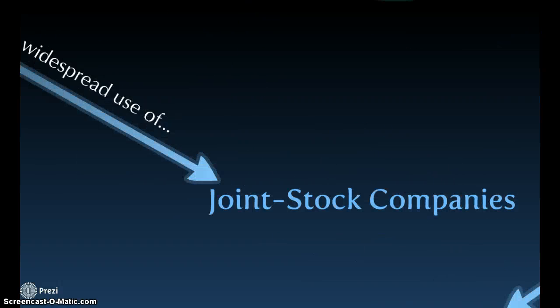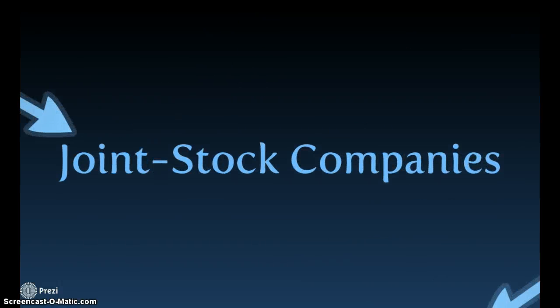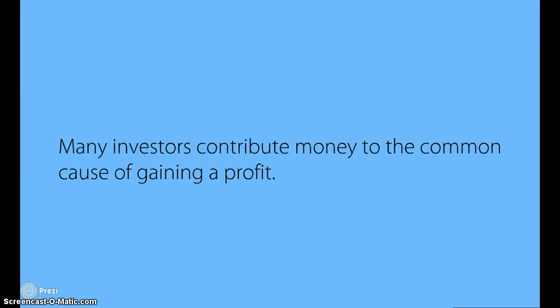So that's going to lead to the creation of joint stock companies, which is how most companies in the U.S. today are formed, and that is the way the original Virginia Company, which starts Virginia, was formed. So it's a joint stock company. It's when you get a lot of investors to contribute money to pay for the company.